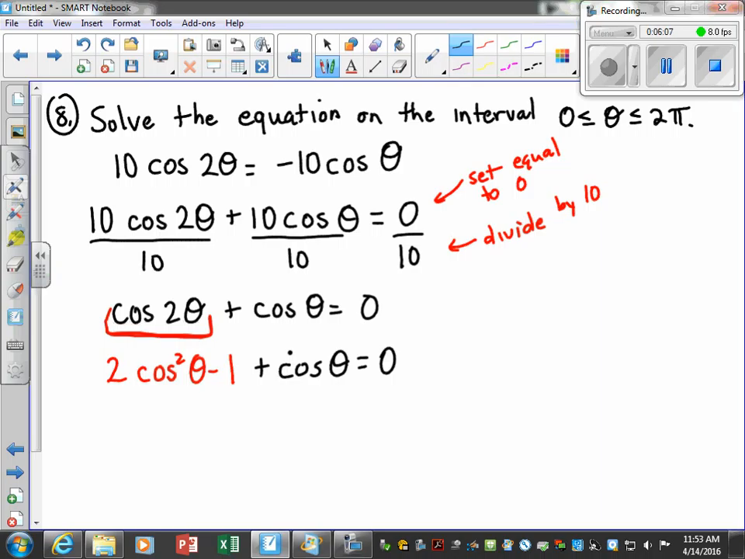Alright, now let's just reorder this so that it looks like it's in factored form. So if I had 2 cosine squared theta plus cosine of theta minus 1 equals 0. So here, let me put this in red, all we did was rearrange.